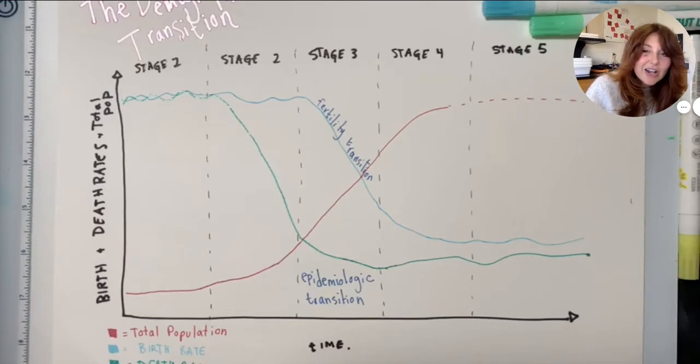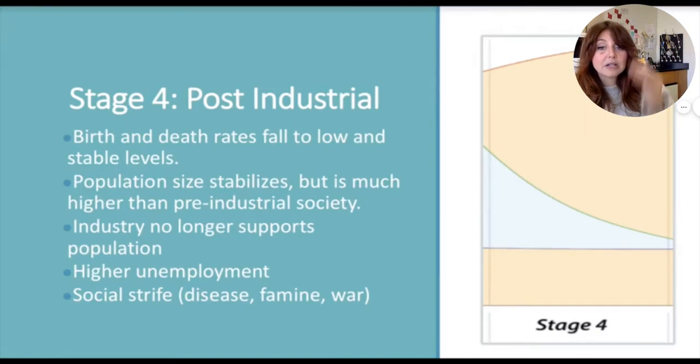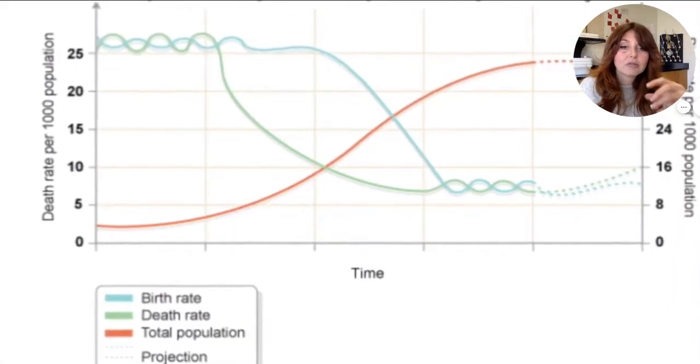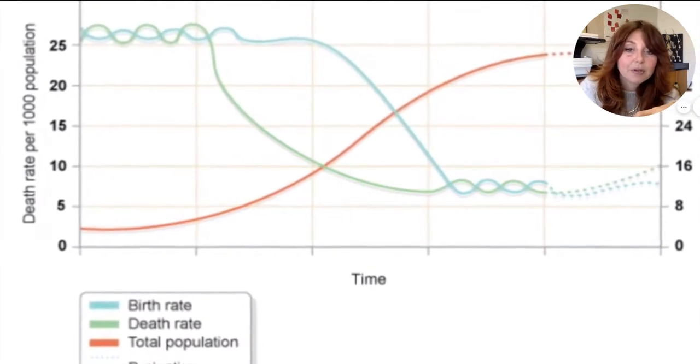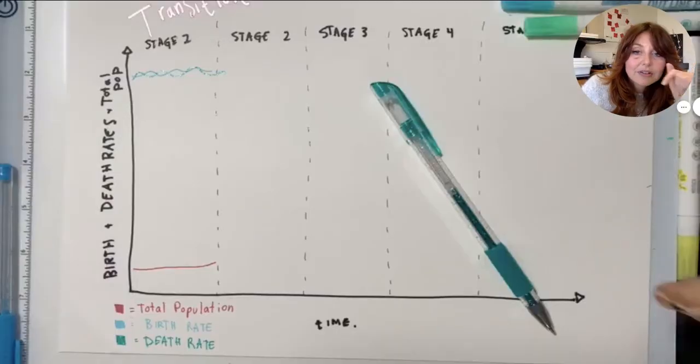So there's not really any countries in stage 1 anymore, but lots and lots of countries are in this post-industrial world where birth and death rates are low. The population has stabilized, but it's still much, much higher than a pre-industrial society. And the industry no longer really supports a growing population. So the population starts to level off. So this is what we're looking at.